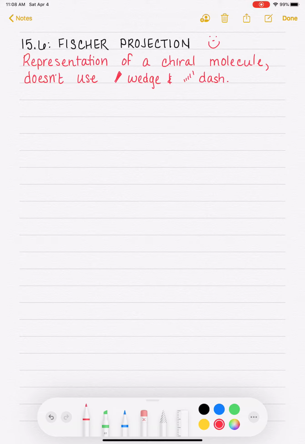And they're going to be really important for us when we get into the later part of this quarter and we start doing biochem. We're going to rely a lot on Fischer projections because it's just a lot faster. It's a faster way of drawing a chiral molecule.